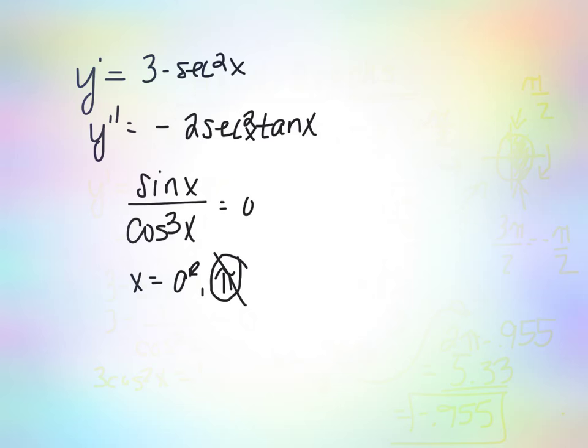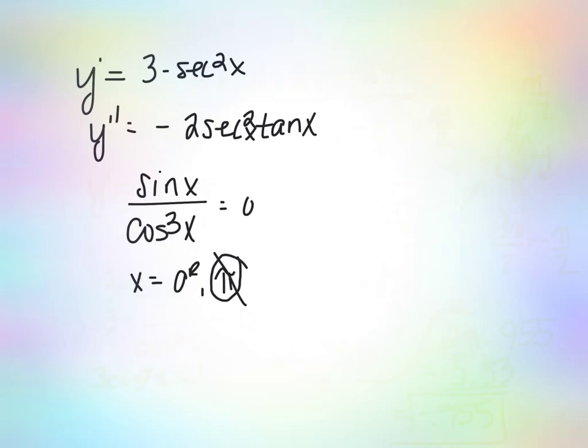And so your next step is going to be to take the second derivative of the original equation. So your first derivative is 3 minus the secant squared of x. Then your second derivative will be negative 2 the secant squared of x times the tangent of x. And then you have to let that equal 0.